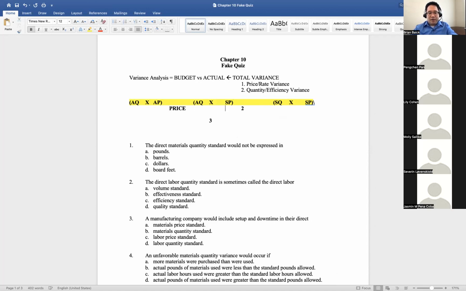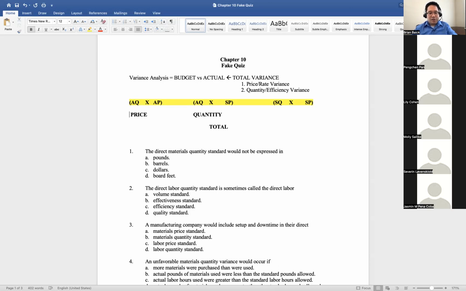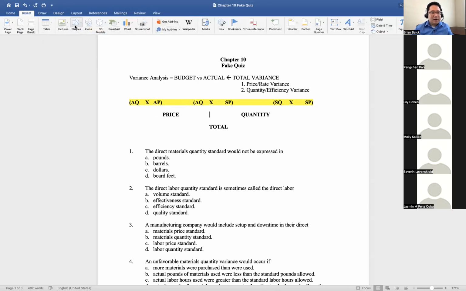The variance between the second number and the third number is called the quantity variance. And then, of course, the variance for the whole thing is what we call the total variance. And we can also put some arrows. I think arrows look a little bit nicer, so let me do that. And then we can always use this relationship when we do problems from this particular chapter.